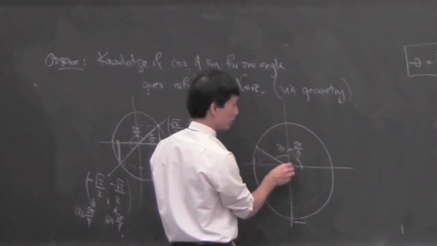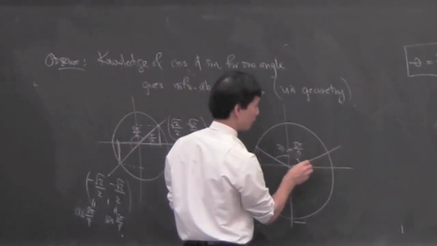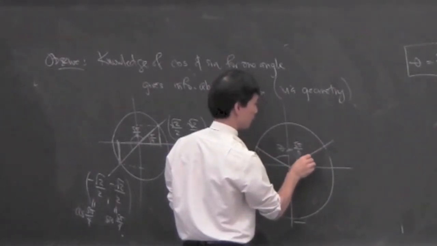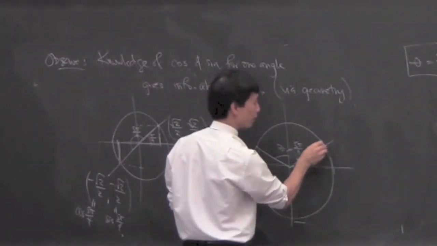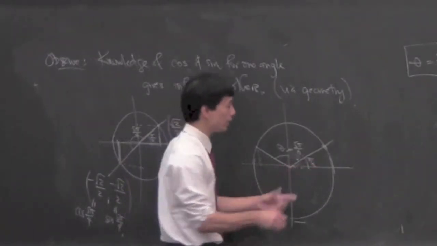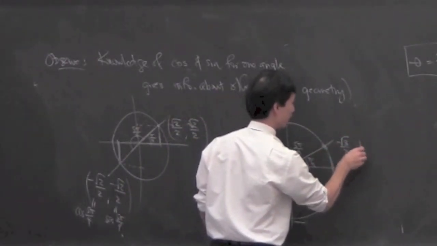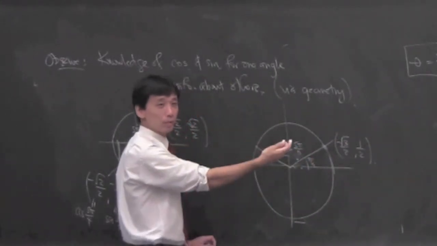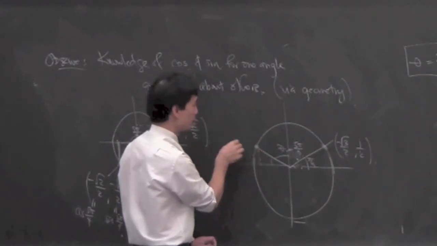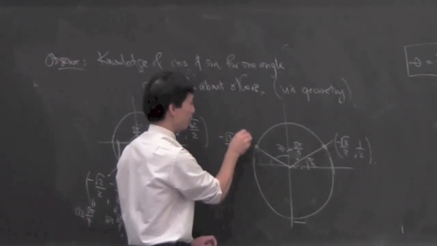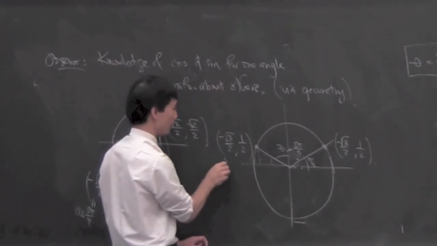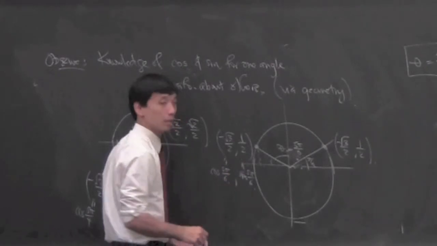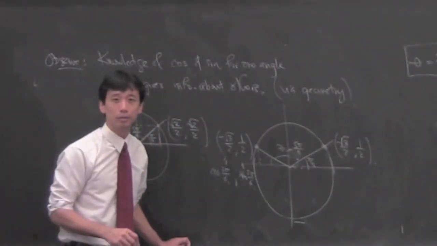So the pi over 6 point was root 3 over 2, comma 1/2. And so in this case, it'll be negative root 3 over 2, comma 1/2. We already figured out the pi over 6 point, root 3 over 2, comma 1/2. This one is the same, but just reflected across. And so we get negative root 3 over 2, comma 1/2. This is the cosine of 5 pi over 6, and this is the sine of 5 pi over 6.